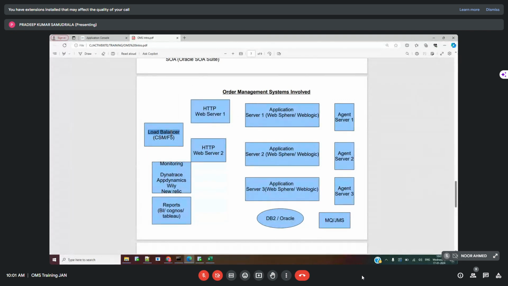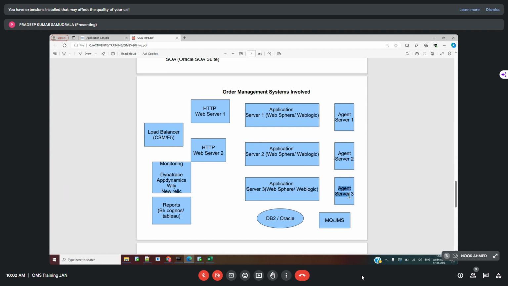So that is how the real-time implementation is present for web servers and application servers. And coming to these agent servers, you will understand what is meant by an agent server in upcoming sessions. But we have n number of agent servers, like in each project we may have 20 to 30 agent servers.